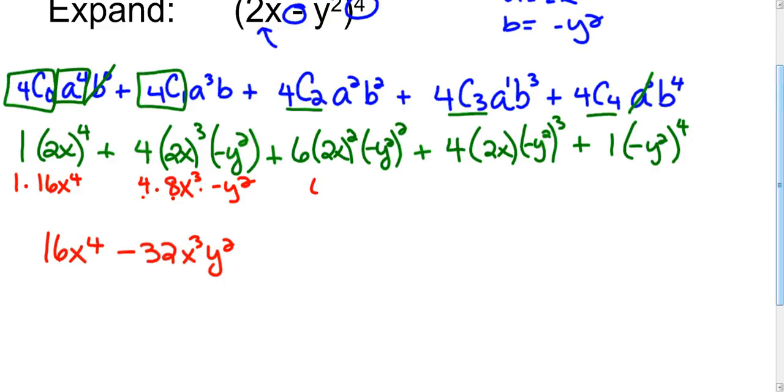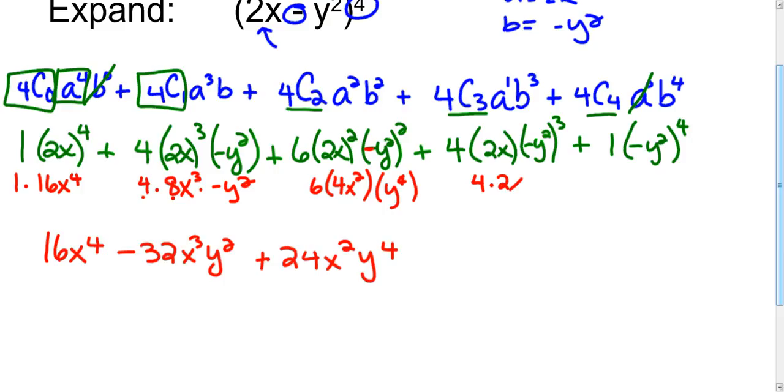On the next one, we have 6 times 4x squared. Okay, then in the next one, when you square this negative that's right here, squaring a negative will make it positive. So it's going to be positive y to the 4th. And then when you multiply that out, you have 24x squared y to the 4th. Over here, we have 4 times 2x.